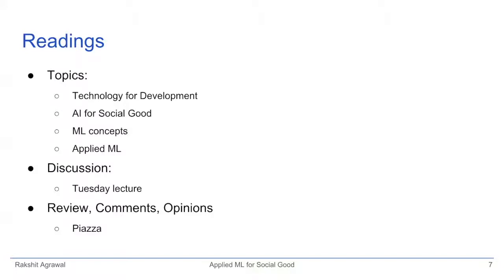McKinsey has an institute for global studies, and they have created a very good report on how AI can be applied to different spaces of society, going over different goals. So we'll cover readings of that nature, where you either have an analysis of how AI can be applied for social good, or you have real examples. Then there would be some readings around ML concepts.